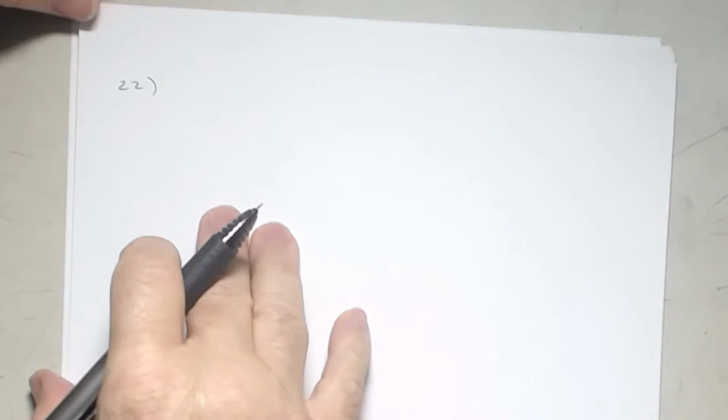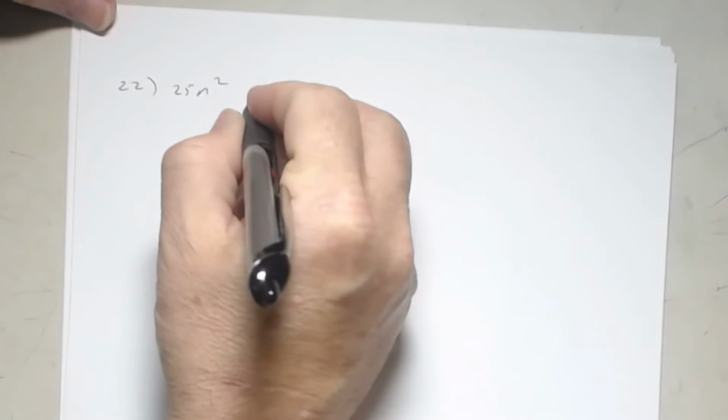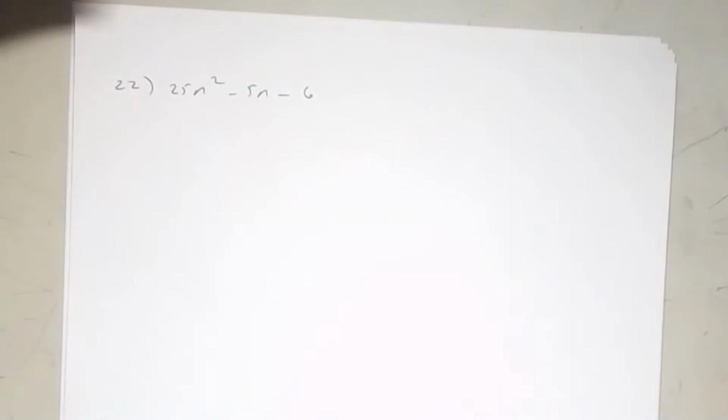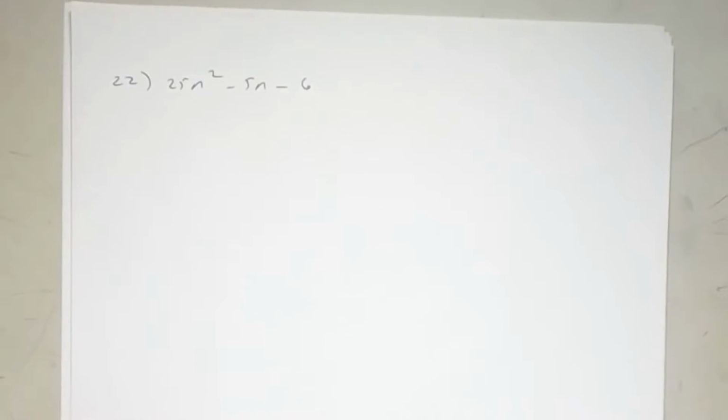All right, 22. You have 25n squared minus 5n minus 6. Factor that out. The GCF would be 5n on each side? But what's the GCF? Oh, 1. It'd have to be 1.